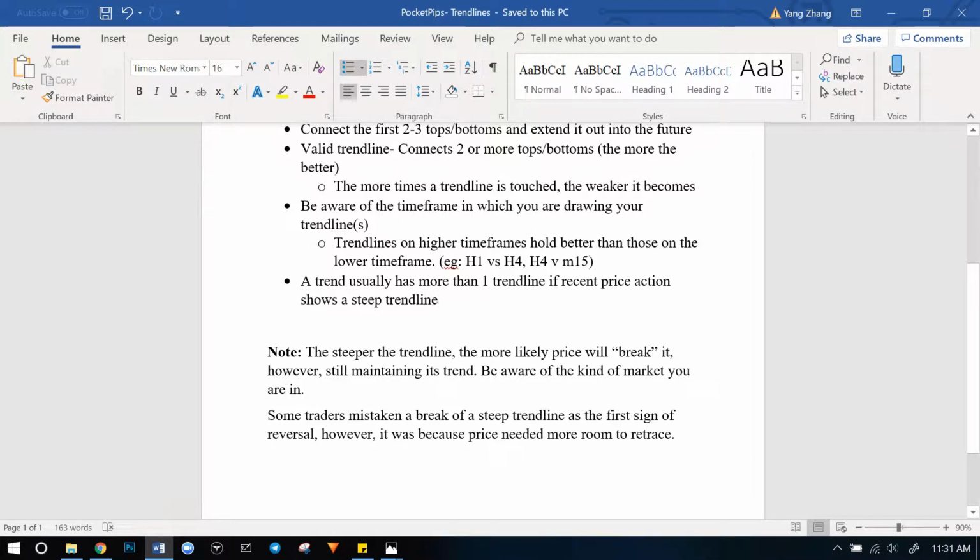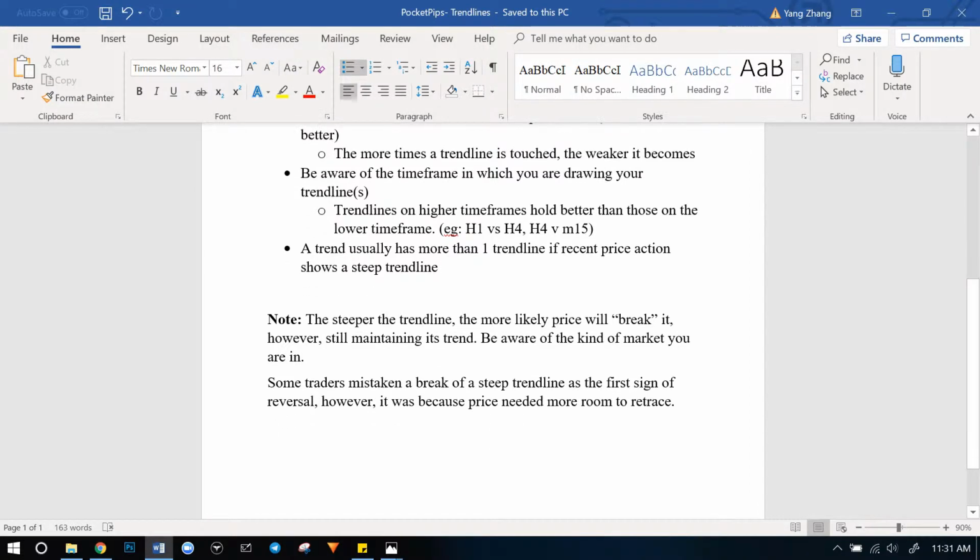Okay, a side note. This was a pretty important side note. The steeper the trend line, the more likely price will break it. However, it's still maintaining trend because of the overall trend line that you drew. And be aware of the kind of market you are in. I've seen a lot of traders do this: some traders mistake a break of a steep trend line as the first sign of reversal, but in reality, price needed more room to retrace.